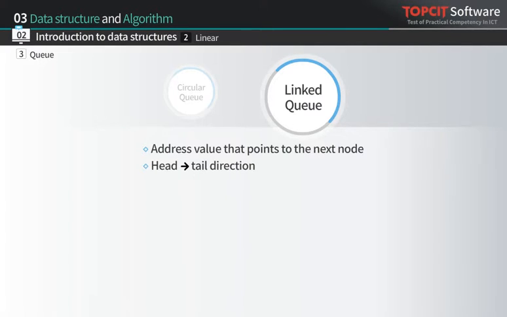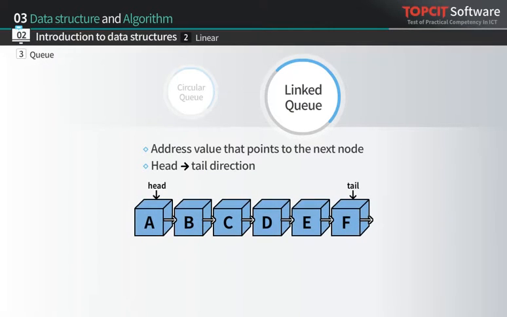Well, this time, let's take a look at the linked queue. The linked queue is similar to the linked list. Nodes in a linked queue have an address value pointing to the next node. The nodes are linked from the head to the tail direction. Nevertheless, this doesn't change the removal operation at the head and the insertion operation at the tail. The implementation of the linked queue is quite simple.